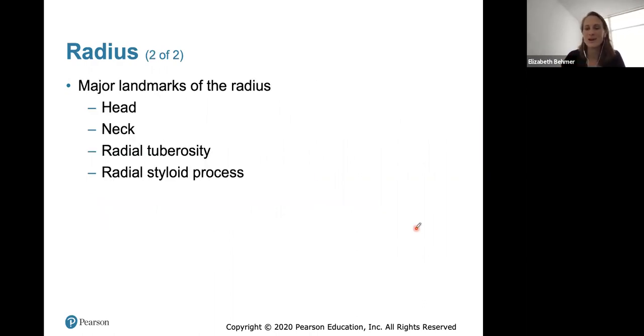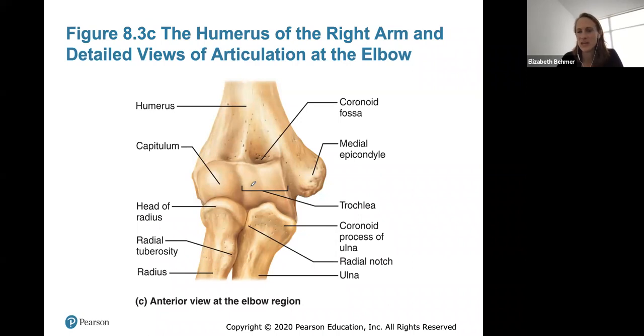Here are the major landmarks on the radius. This is one of the hardest lab exams because there's so much to learn of the skeletal system. So please start studying now. And here's just another look. I've showed this picture before, but use these pictures to study the different landmarks on the radius and the ulna and how everything connects to the humerus.